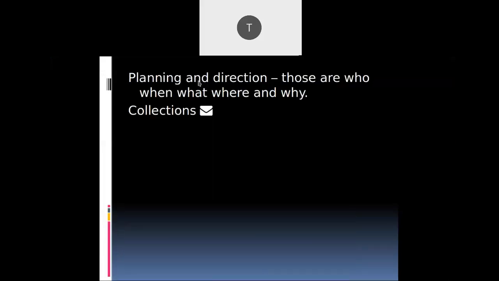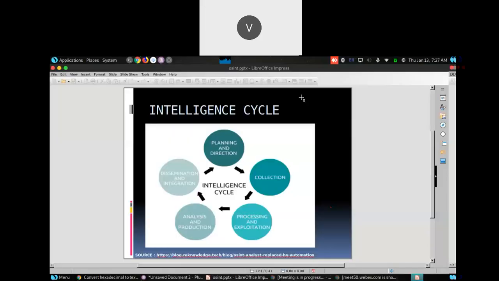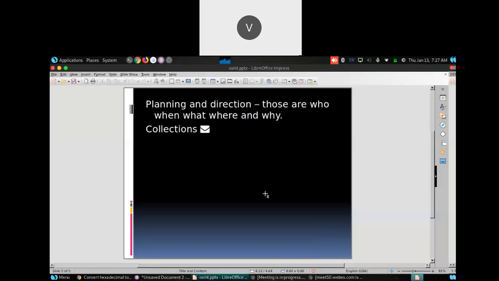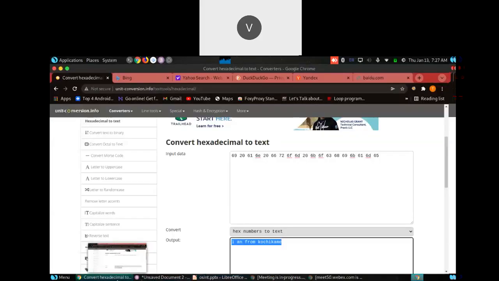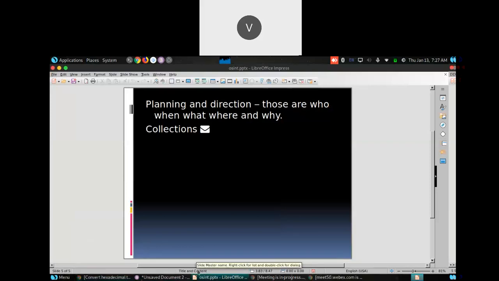Those are who, when, where, and why. So this is all about planning and direction. I hope you guys have understood the basics of OSINT. These are the basics of OSINT.